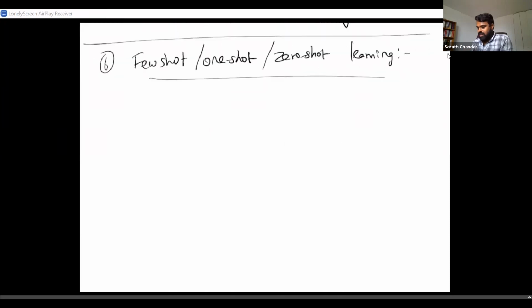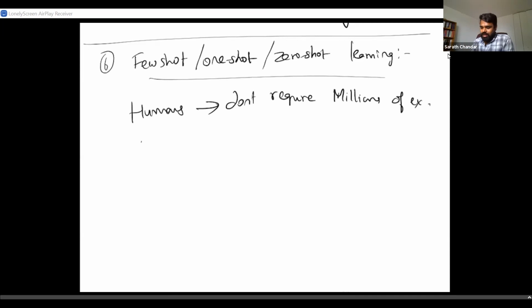Now this whole learning paradigm is based on the motivation that we discussed before, that humans don't require millions of images to learn to recognize a cat, for example, right? On the other hand, the current generation AI systems often require millions of examples.